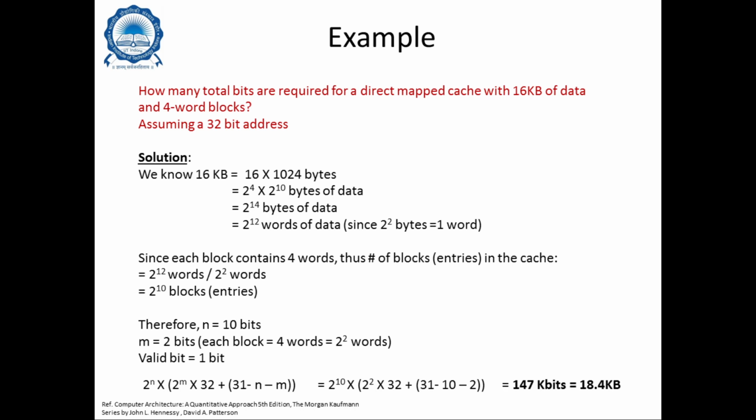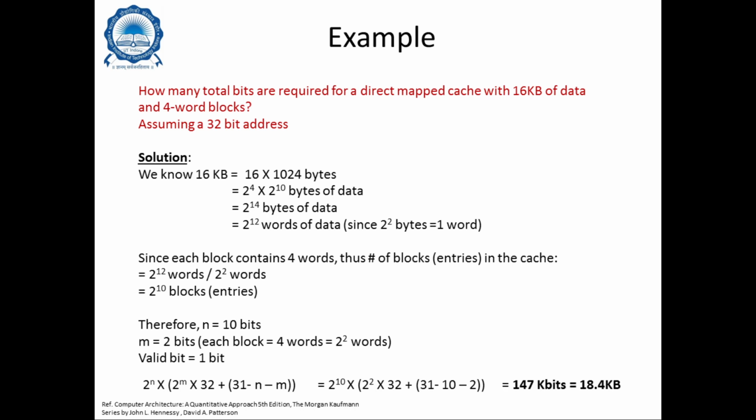Now let's move to one more example. So how many total bits are required for a direct map cache with 16 KB of data and four-word blocks, assuming a 32-bit address? So 16 KB means 16 times 1024 bytes. So that gives you 2 to the power 4 times 2 to the power 10 bytes of data. That is 2 to the power 14 total bytes of data. And since 4 bytes make up 1 word, this becomes 2 to the power 12 words of data.